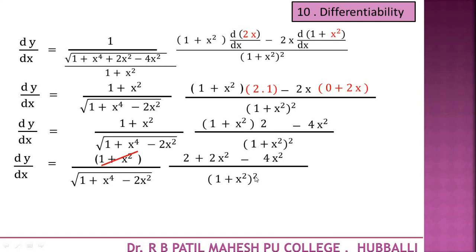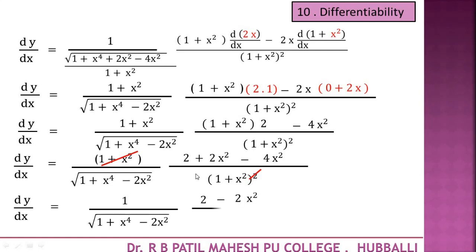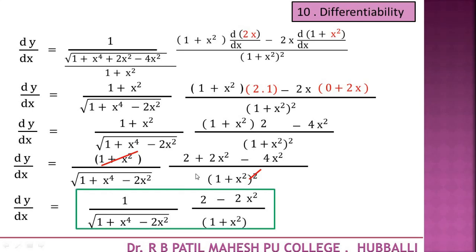So here you can see that both are the same term, one is a square and one is without square, so one term cancels here, and here we can operate these two because same variable, same terms, 2x square and 4x square. So 1 divided by as it is, and 2 minus 2x square divided by 1 plus x square. So this is the derivative answer for the given example.